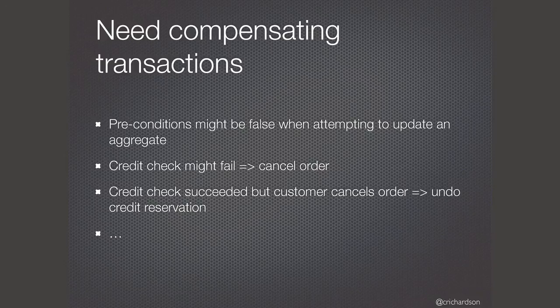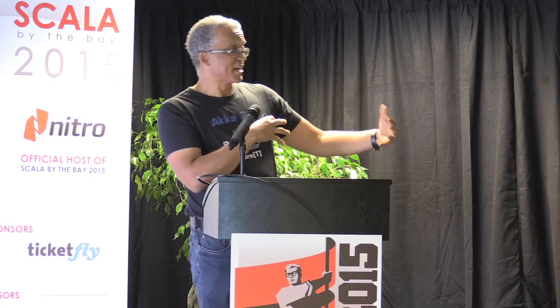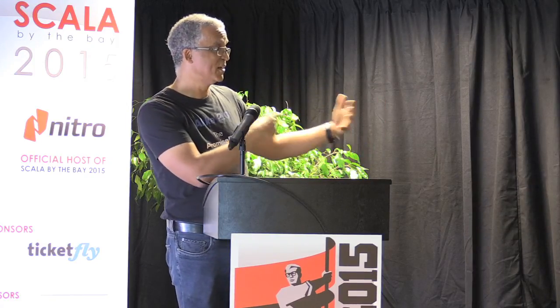But then you also have to think about compensating transactions, right? Whenever you have eventual consistency, when it's time to actually perform a step, the preconditions for that step might actually be false now, right? So the credit check might fail, so you have to cancel the order. The credit check might succeed, and then you tell the order that, but the customer might have already canceled the order, so you have to undo that credit reservation. And actually you have to think quite carefully about all of these compensating transactions. But in this case, it's fairly simple.